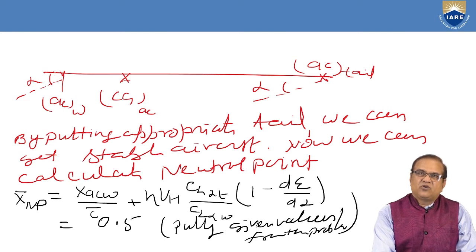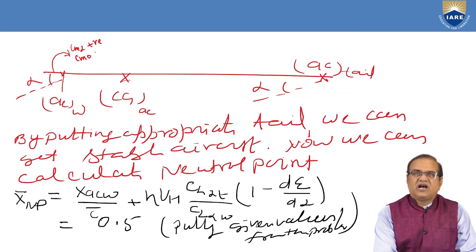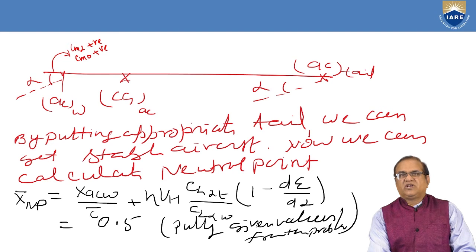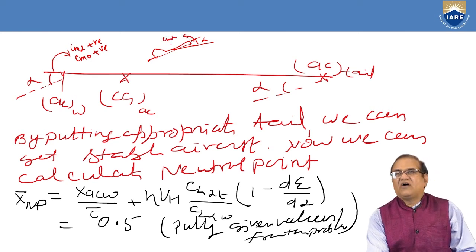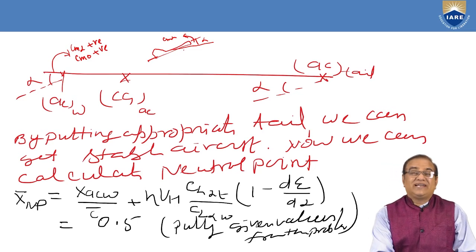If CG is here, your Cm alpha will be positive and Cm naught also will be positive. So if the aircraft is flying like this, this is the aircraft and this is the alpha. If it is positive, it will go away. Cm alpha will go away. So it is an unstable case.